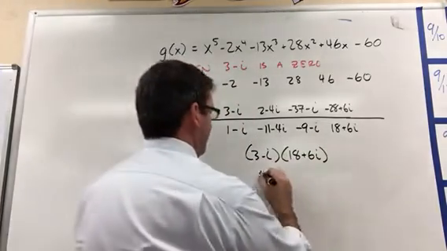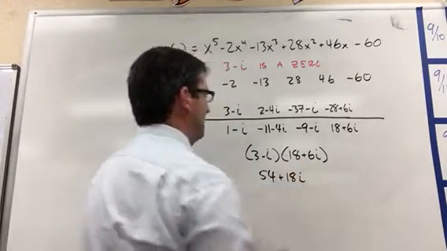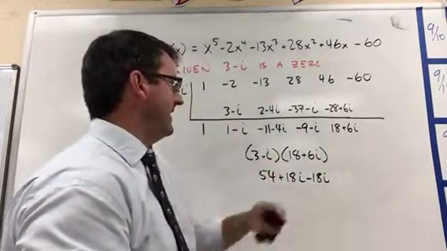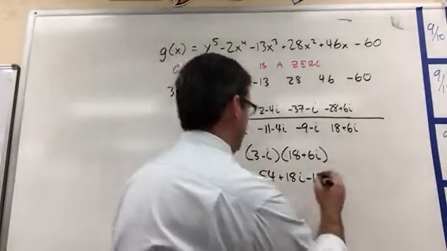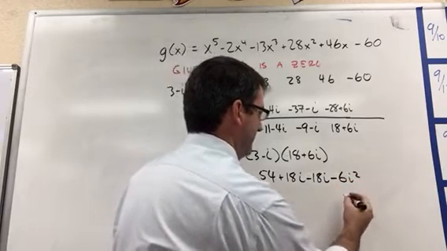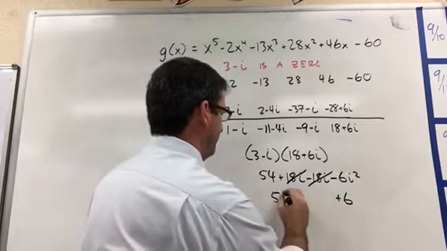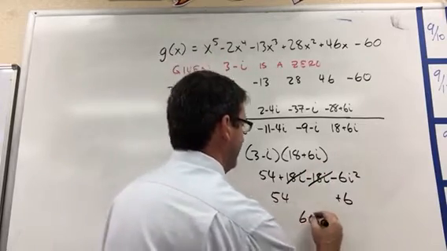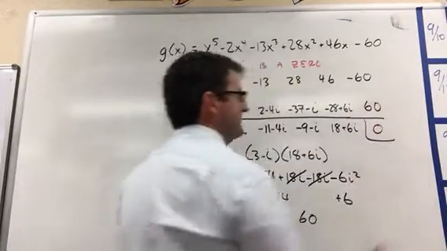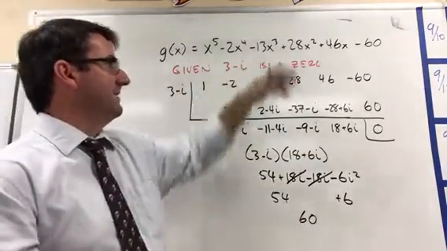3 times 18 is 54. 3 times 6i is 18i. Negative i times 18 is negative 18i. Negative i times 6i is going to be negative 6i squared. Remember, negative 6i squared is the same as positive 6. These two are going to add to 0. We have 54 over here. 54 plus 6 is 60. So we put the 60 up here. Negative 60 plus 60 is 0. So we did get a remainder of 0, which means that this is, in fact, a 0 of this function.